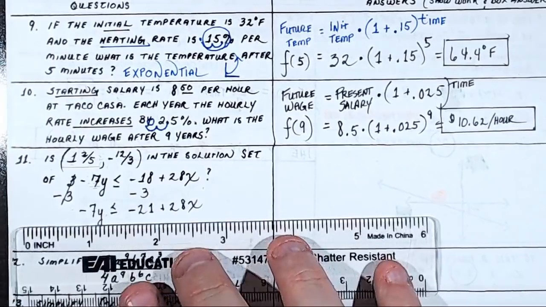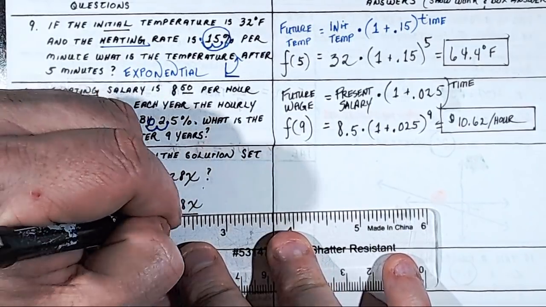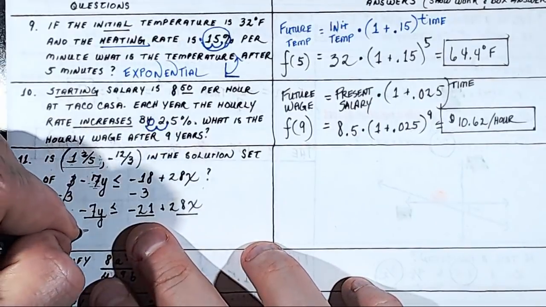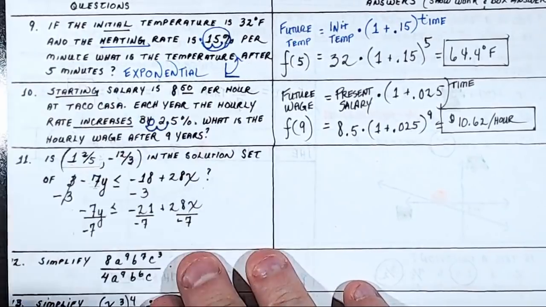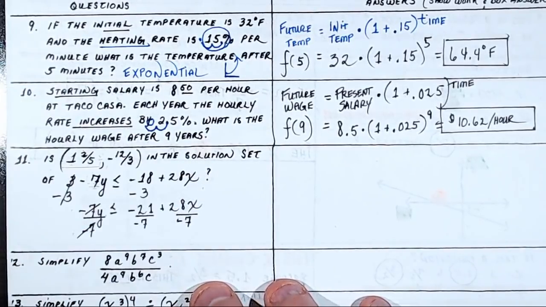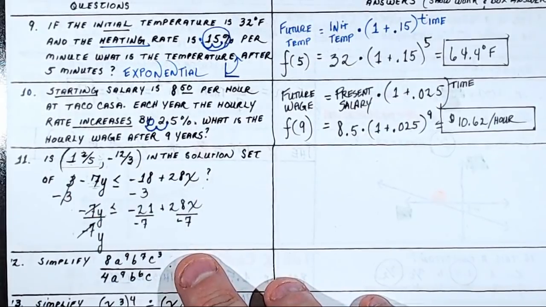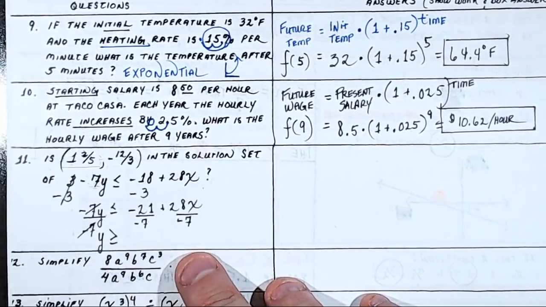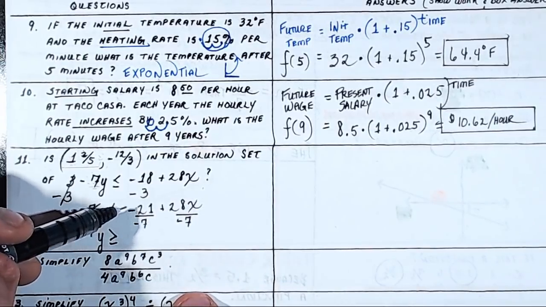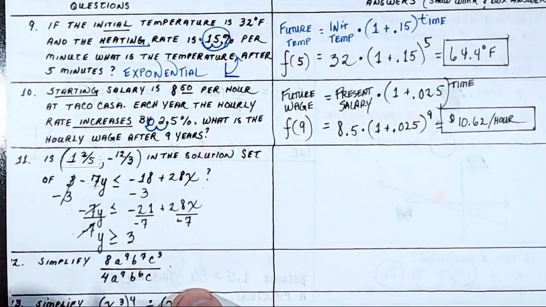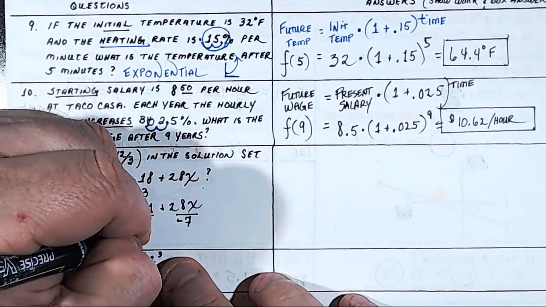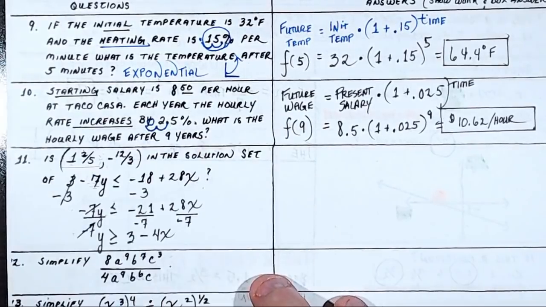Now I need to get y by itself, so I'm going to divide everything by negative 7. And because I'm dividing by negative 7, I'm going to have to flip the sign. Negative 7 cancels out on the left. I have y by itself. It's always a fun moment. Now flip that sign. Y is greater than or equal to, and now we have to do some division. Negative 21 divided by negative 7 is positive 3. Positive 28 divided by negative 7 is negative 4, multiplied by x. So y is greater than or equal to 3 minus 4x.